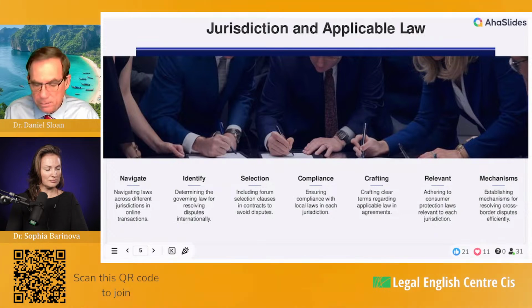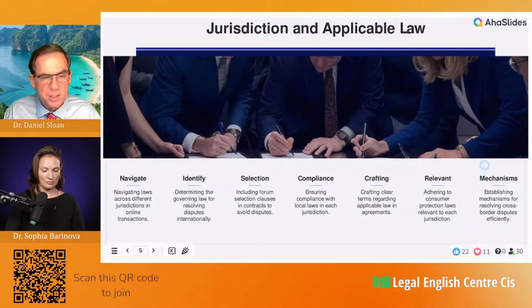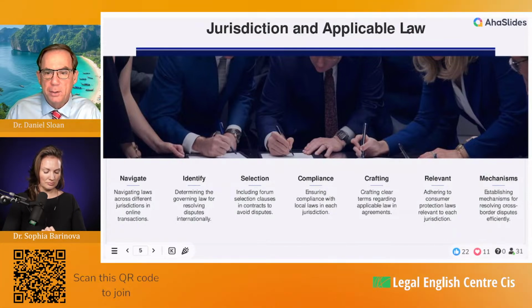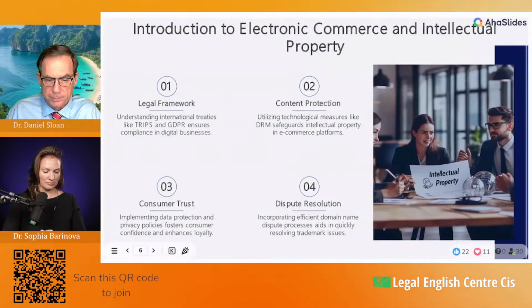And then mechanisms. Establishing mechanisms for resolving cross-border disputes efficiently. What kind of mechanisms do we have? So it's actually quite a bit to do, quite a bit to prepare for in trying to establish the jurisdiction in which applicable laws are there. So we're just kind of starting off at the ground basis.